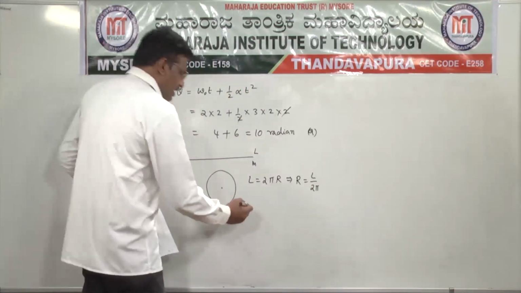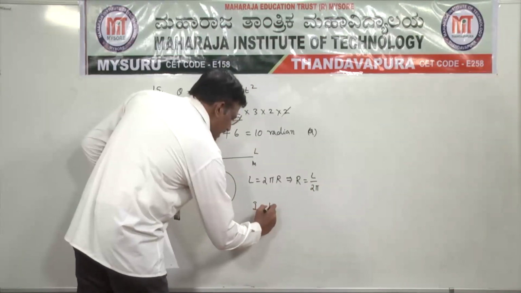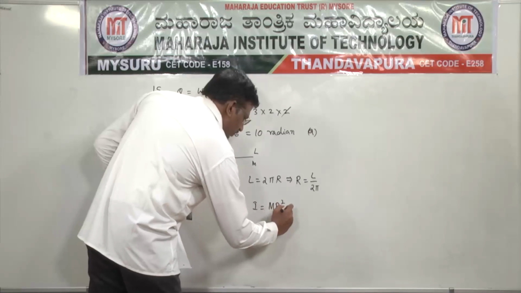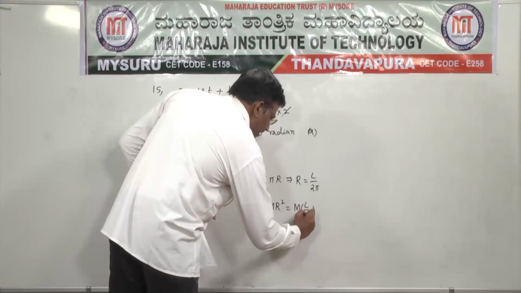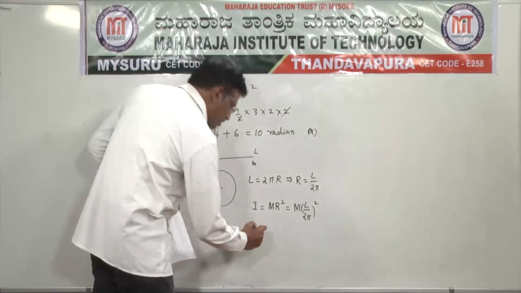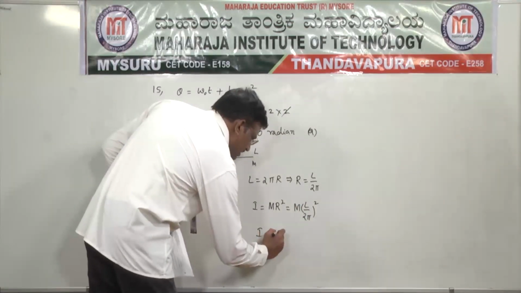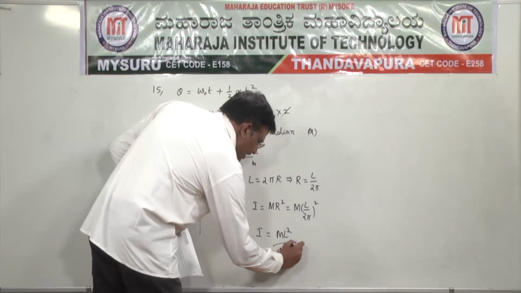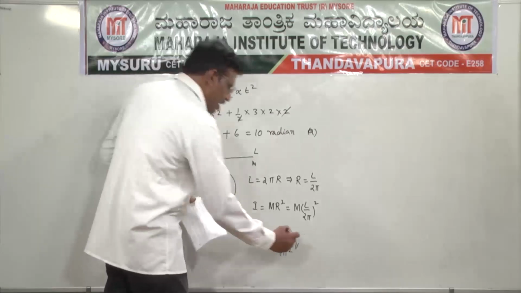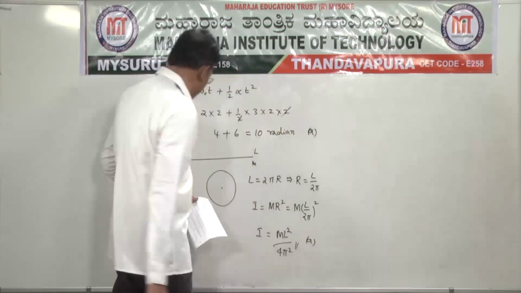And for the circular ring about its own axis, I is equal to mr square is the formula. So M into L by 2 pi whole square, or I can be written as M L square divided by 4 pi square is the answer. That is option A is the right option.